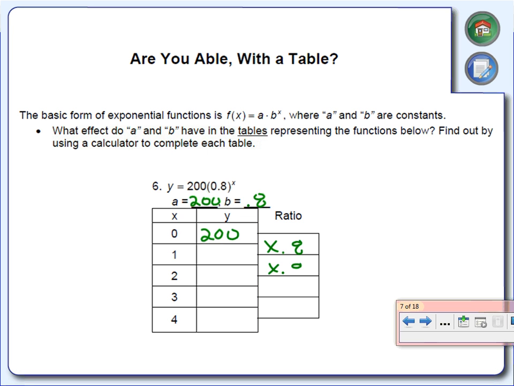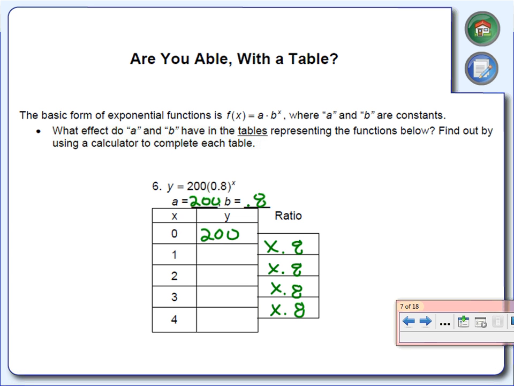How did you know that? That's the B. So, if you look at all the other ones that we've done so far, was the ratio the same thing as our B value? Yes. Okay. The Y values. I know what the first one is. That second one, of course, we can find by multiplying by 0.8. But before we do that, can you tell me, are those numbers going to get bigger or smaller than the 200? Smaller. The Y values are going to get smaller. So let's go ahead and find the rest of the Y values.